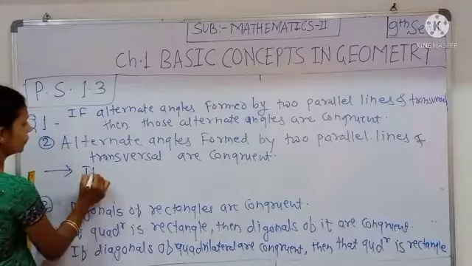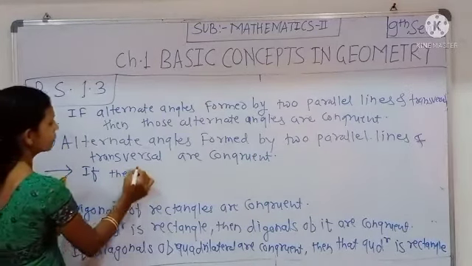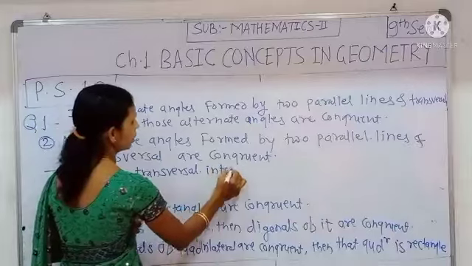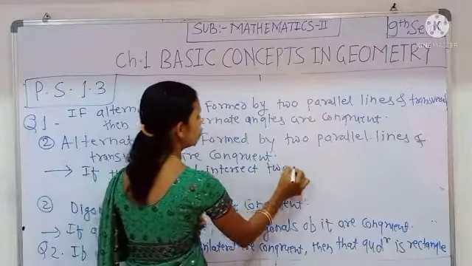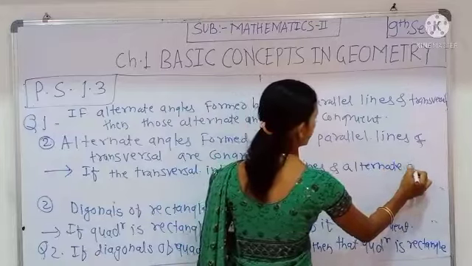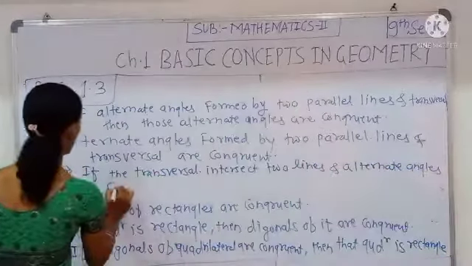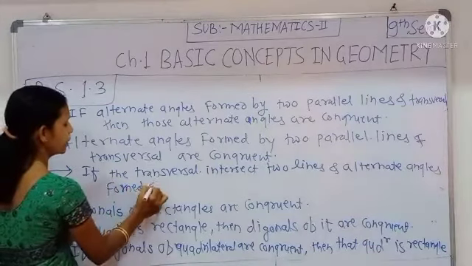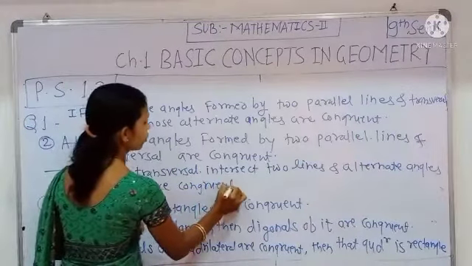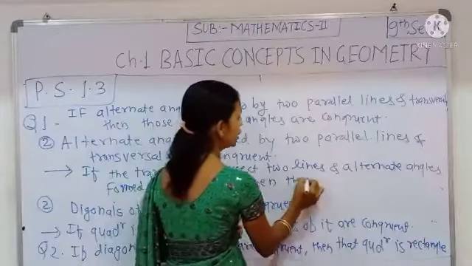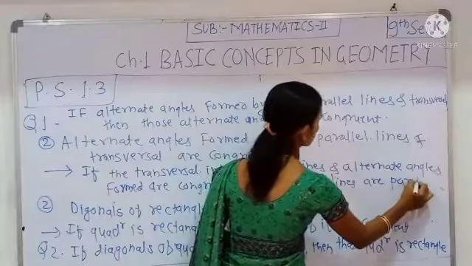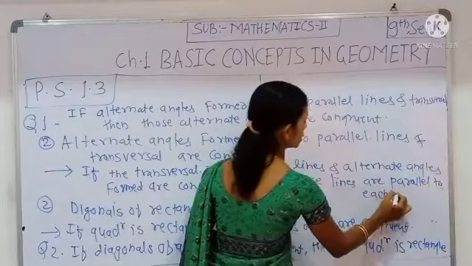See here: if a transversal intersects two lines and the alternate angles formed are congruent, then those lines are parallel to each other.